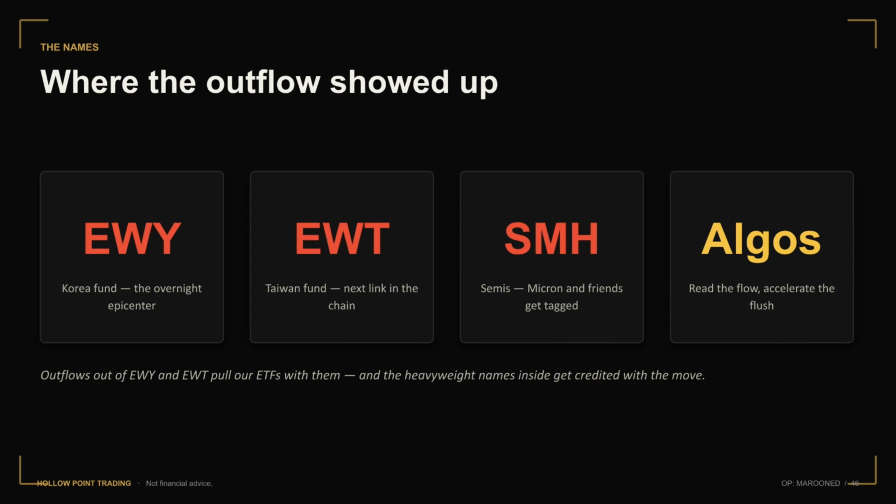Outflows rippled through the sector, centered on the Korea Fund, EWY, and the Taiwan Fund, EWT. Semiconductor ETFs like SMH were also tagged, and algorithmic trading accelerated the decline. The movement in these ETFs heavily impacted the heavyweight names held within them.